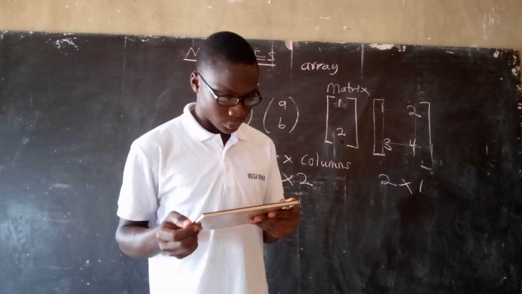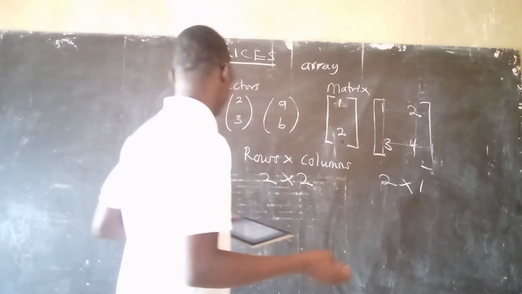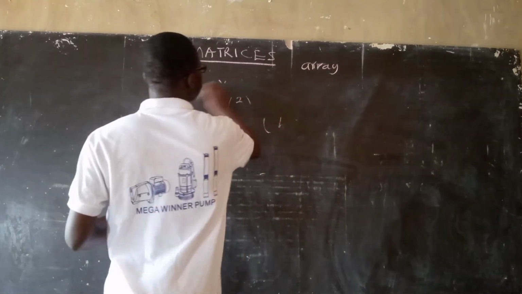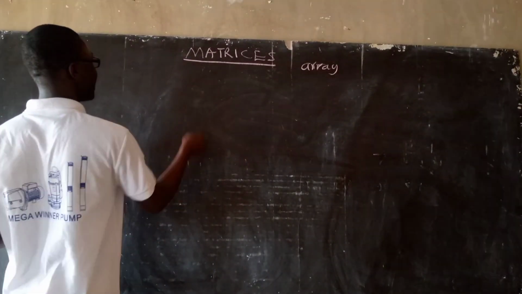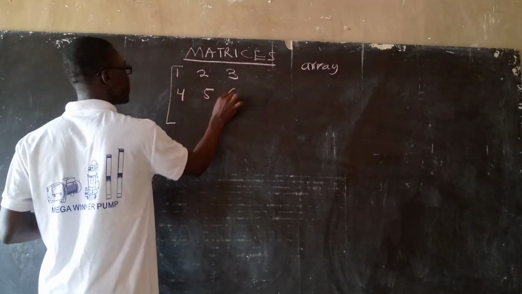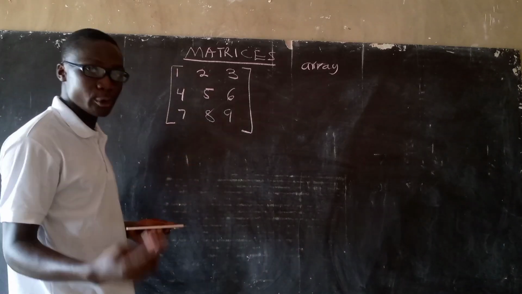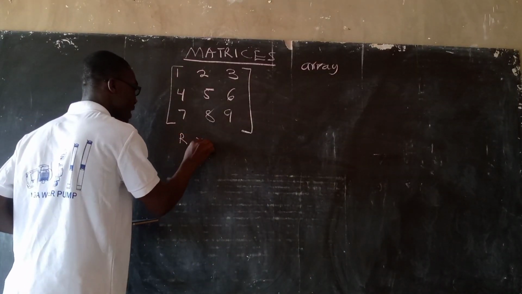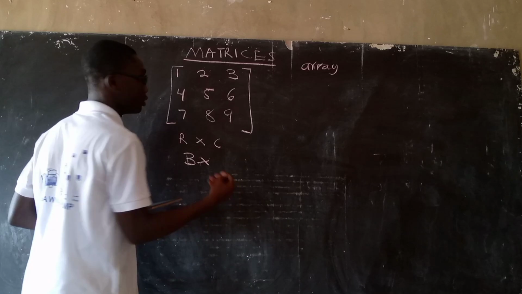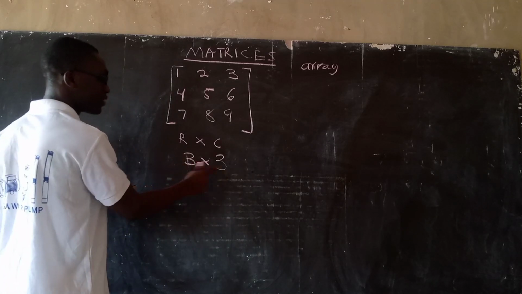Let's continue. Now, how can we address the matrix? Let's take this example. We have 1, 2, 3, 4, 5, 6, 7, 8, 9. This matrix is a 3 by 3 matrix. We have rows times columns. The number of rows is 1, 2, 3, times the number of columns, 1, 2, 3. So 3 rows, 3 columns.